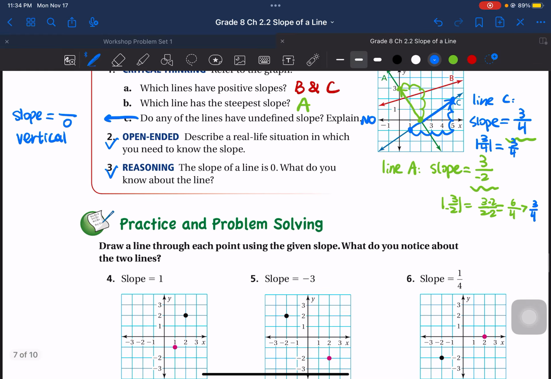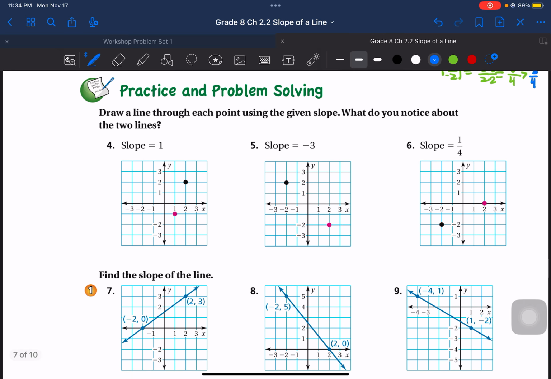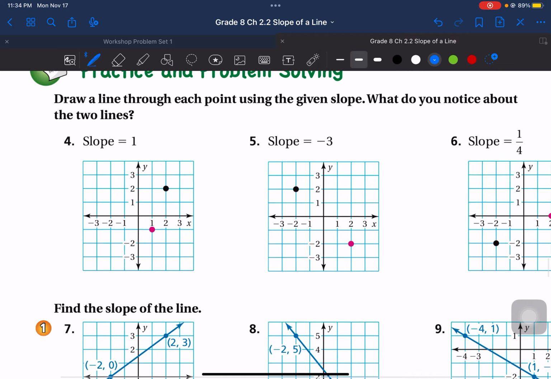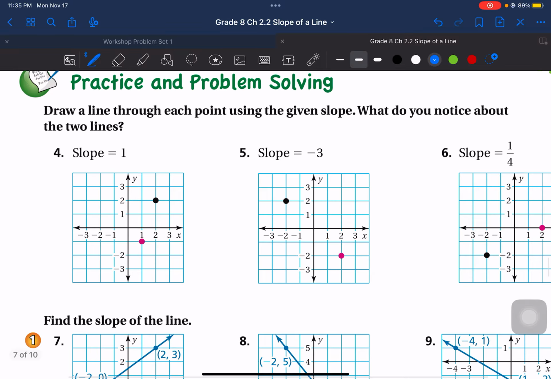Let's see problem 4 through problem 6. It says, draw a line through each point using the given slope. What do you notice about the two lines? We've already done the same thing in the previous lessons, right? So let me do the first one with you. The slope is 1. Slope is rise over run.